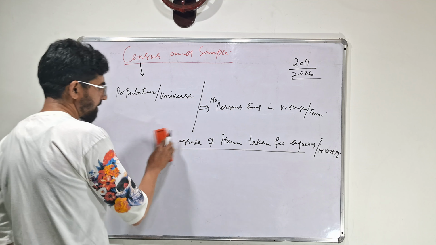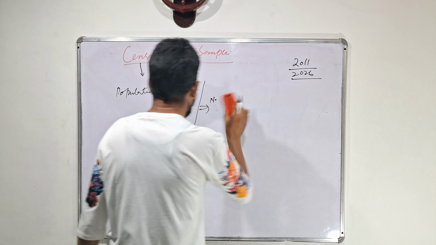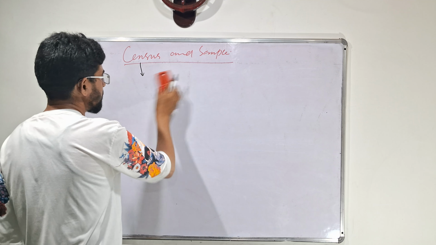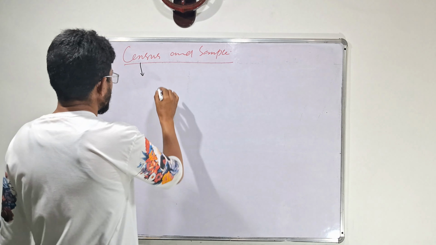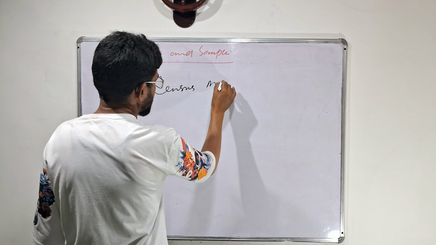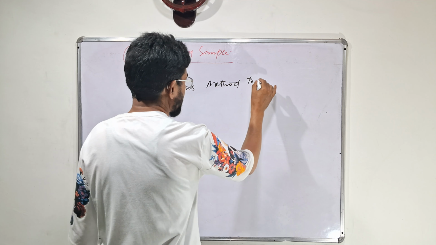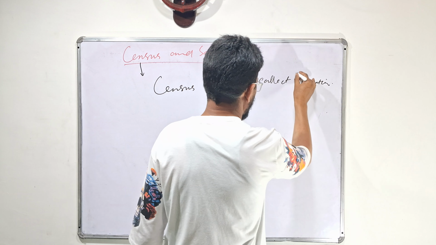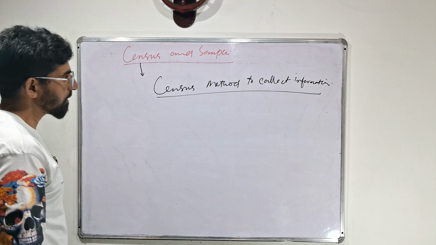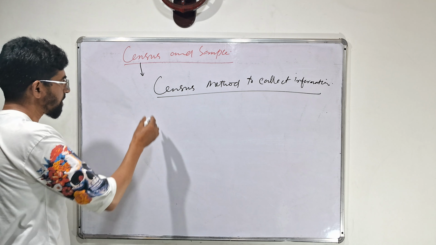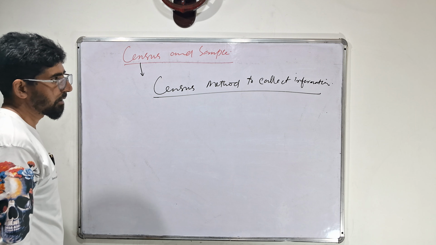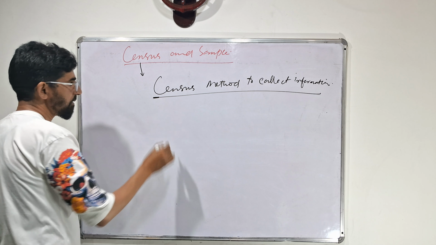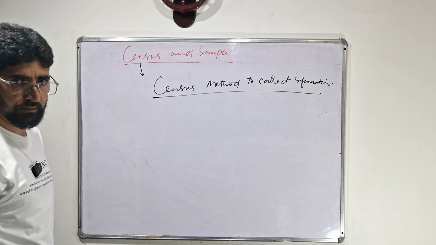Now, I will discuss what we call the census method. In the census method, to collect information or data, when the investigator has to collect information, every item's data has to be collected.